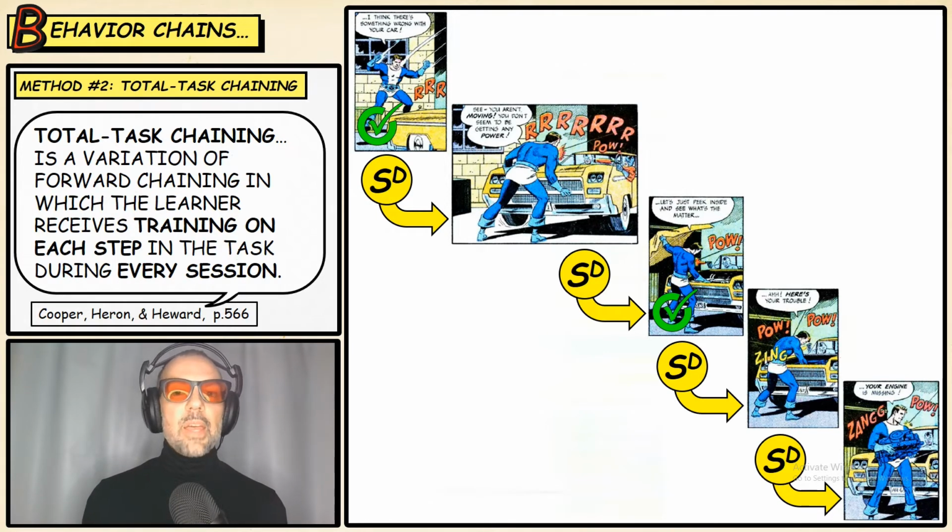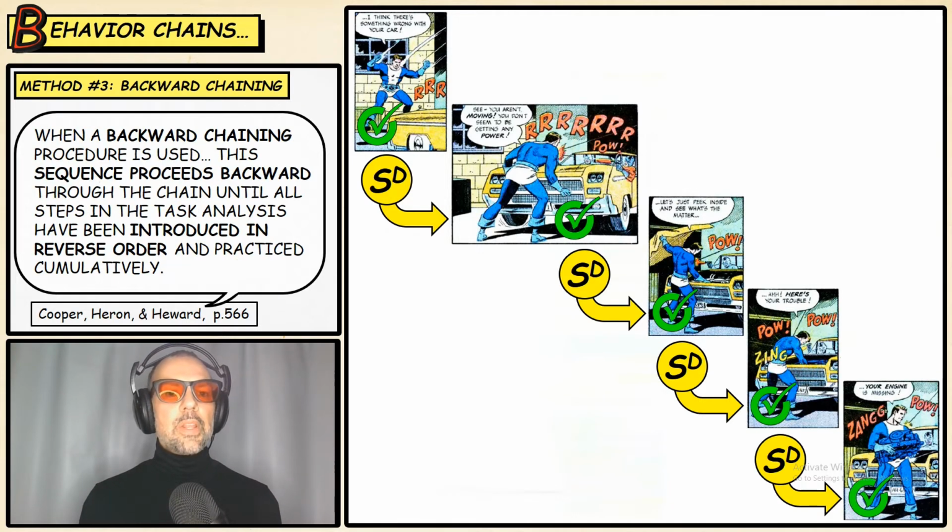And once again, maybe they fail at step number 4 and they don't reach criteria on step number 4. But in total task chaining, we don't stop there. We go on to step number 5. And if they perform step number 5 correctly, that gets reinforced. So in total task chaining, it's like forward chaining because we're going in the forward direction. We're going forward in the sequence. However, unlike forward chaining, we train every single step of this behavior chain every single session.